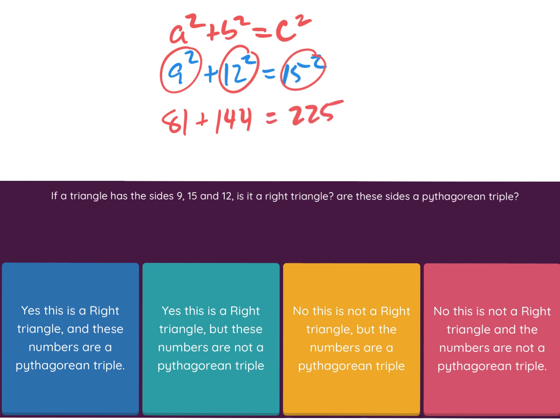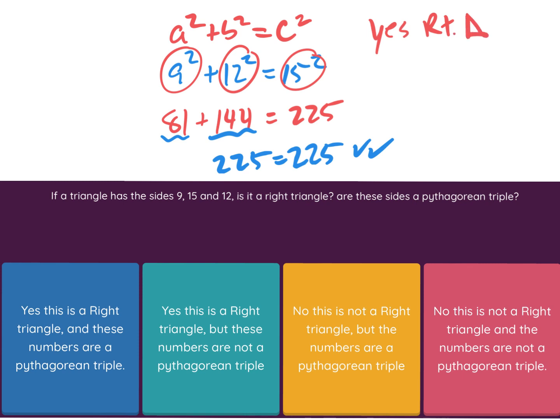So when we add 81 plus 144, on a calculator, it really does give us the same value, 225. So 225 equals 225. I've double checked it. I've verified. What have I verified? That yes, this is a right triangle. Okay, this is a right triangle.